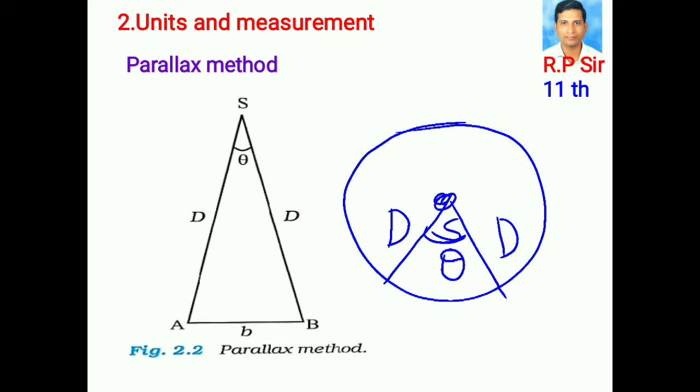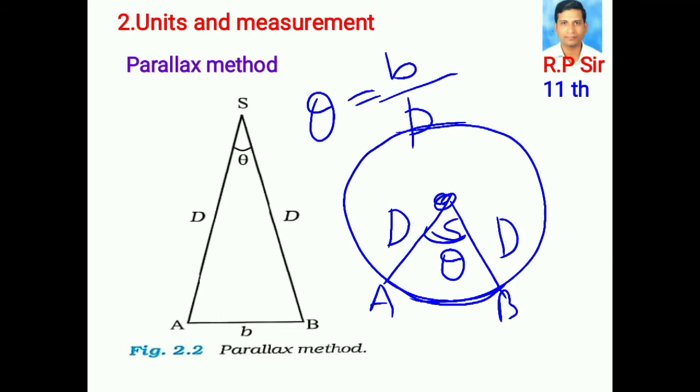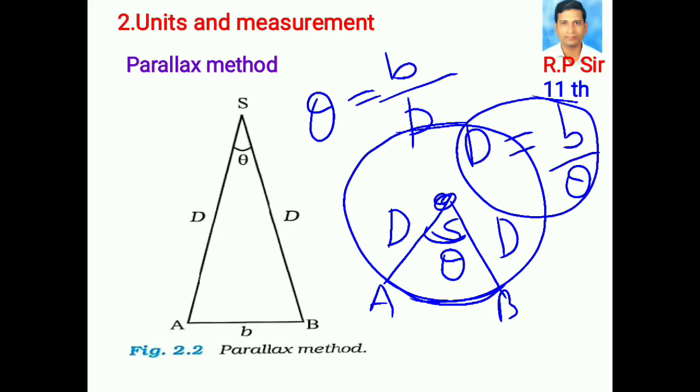a radian angle and AB is the arc length. By the definition of radian angle, theta equals arc length AB, that is small b, by radius capital D. Therefore, capital D equals small b by theta. By using this relation, we can determine the distance between the pencil and your eye. We can also find the distance between the moon and earth by using the parallax method.